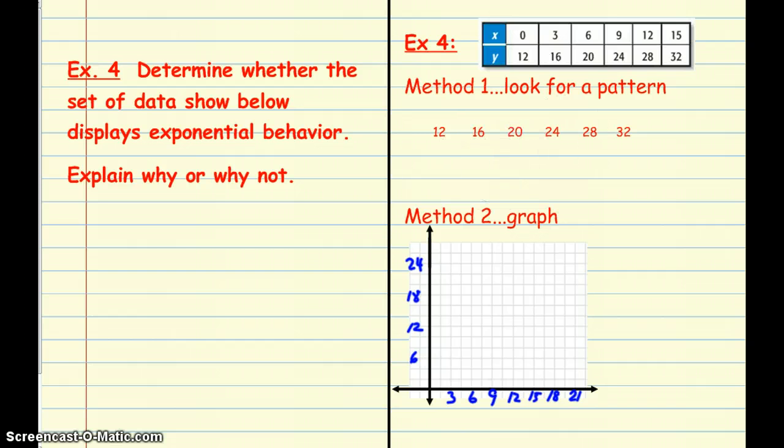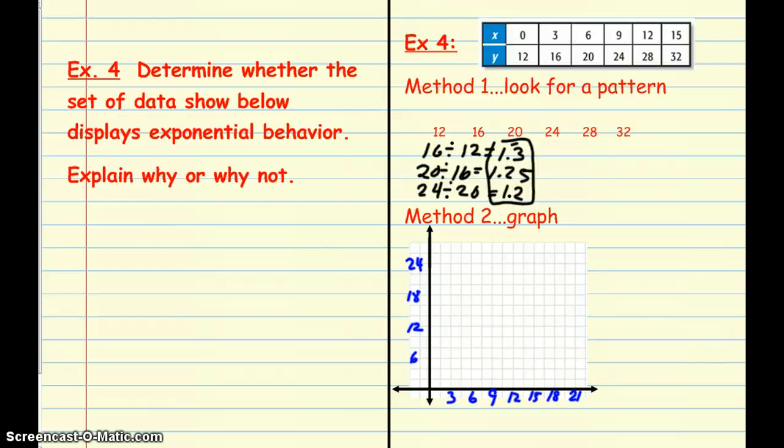All right, so let me go here. 16 divided by 12 equals 1.3. And then I have 20 divided by 16 equals 1.25. And 24 divided by 20 equals 1.2. And we can continue going through this to determine what happens by looking at this pattern. So as we see it, we notice that there isn't really anything going on here that's the same.